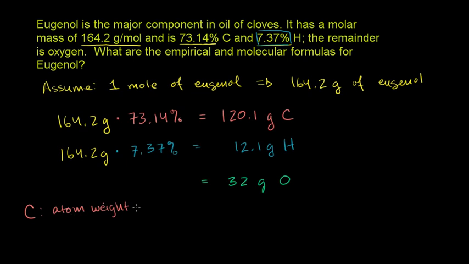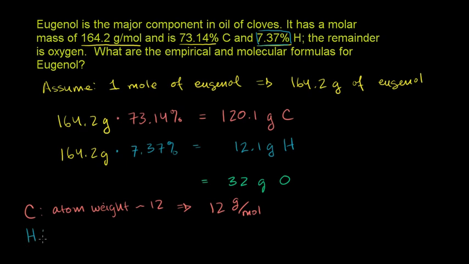But carbon, you should just remember that the atomic weight is pretty close to 12 atomic mass units, which means that carbon has a molar mass. So carbon has a molar mass of 12 grams per mole. Or if you have a mole of carbon, it will have a mass of 12 grams. We do the same thing for the hydrogen and the oxygen.